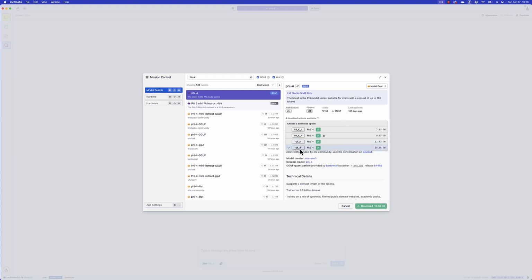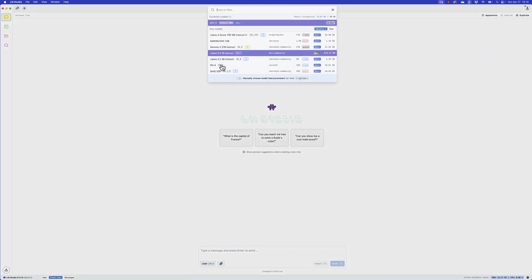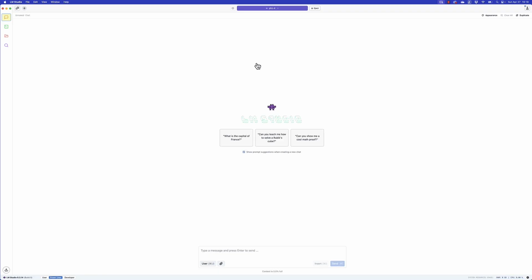So I load the Q8 version, and you can see it's almost 16 gigs worth of data. All that needs to run on RAM, okay? So I click on the plus sign right here. I click on this window. I choose PHI-4, which tells me that I'm using the Q8 version. And there we go, I just choose it, all right?